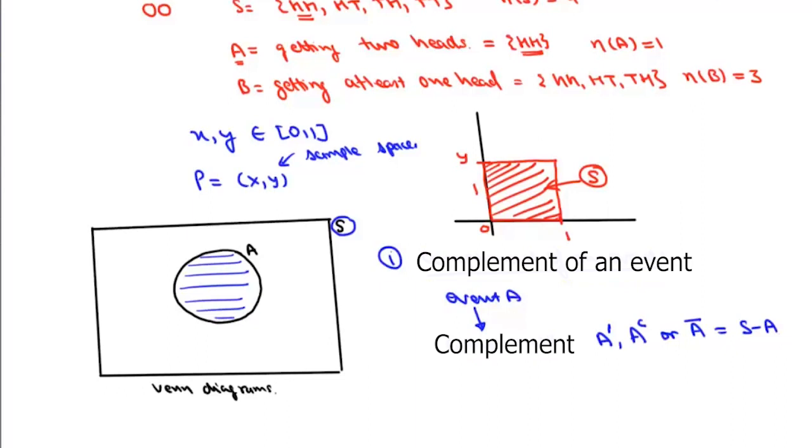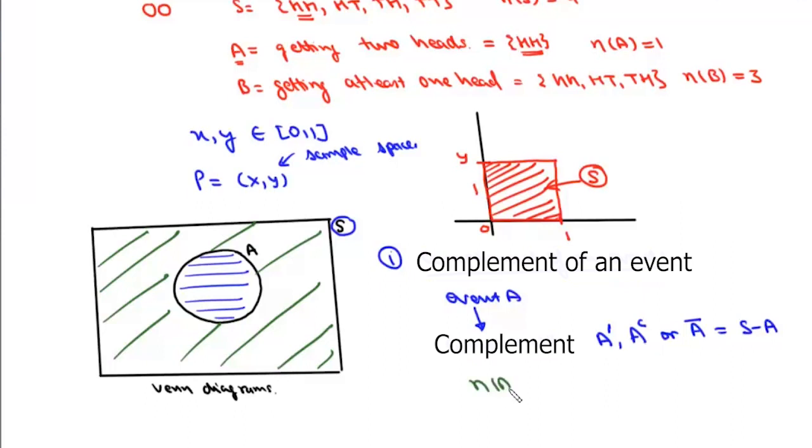So if we have this A here, then everything else in the sample space is your complement of an event. And that's your A dash, A bar or A complement. And very clearly we can see that the number of elements in A plus the number of elements in its complement should be equal to the number of elements in the sample space.